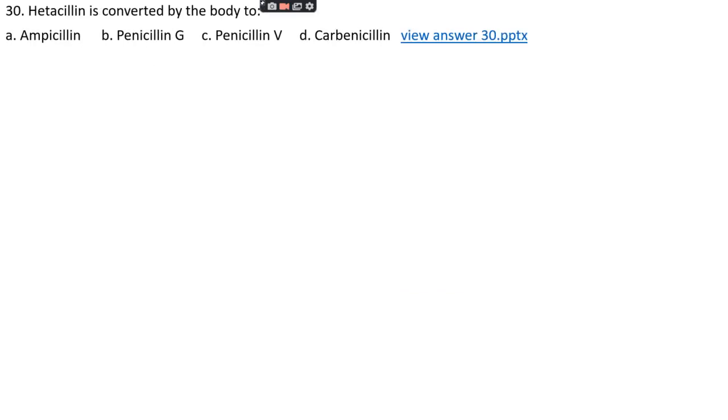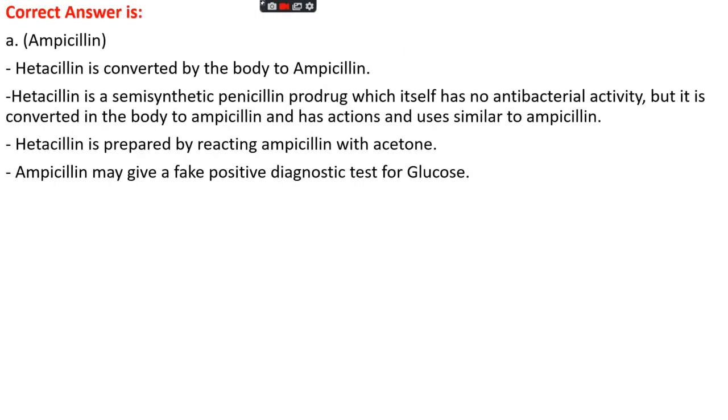Question number 30. Hetacillin is converted by the body to: option A, ampicillin; option B, penicillin G; option C, penicillin V; option D, carbenicillin. The right answer is option A, that is ampicillin. Hetacillin is converted by the body to ampicillin.